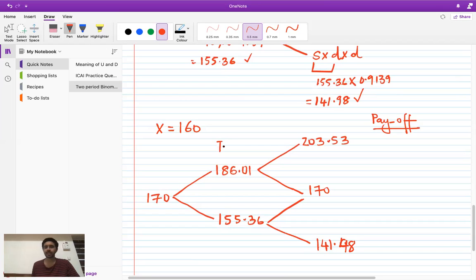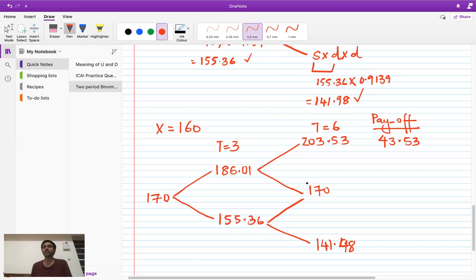Remember, this is t equal to 3 and this is t equal to 6. Let us calculate the payoff of the call option at t equal to 6, which is nothing but the maturity of the option contract. So at t equal to 6, at this position, if the share price is 203.53, the option gets exercised because its strike price is 160. The payoff is going to be 43.53.